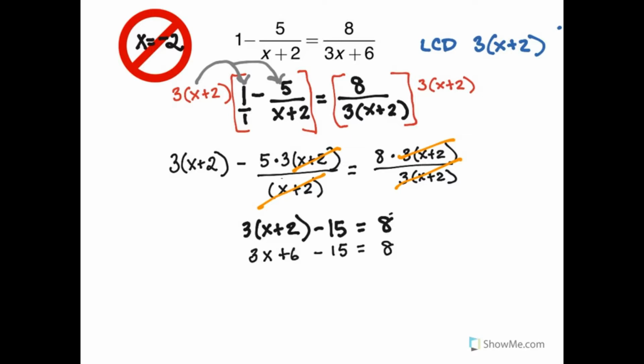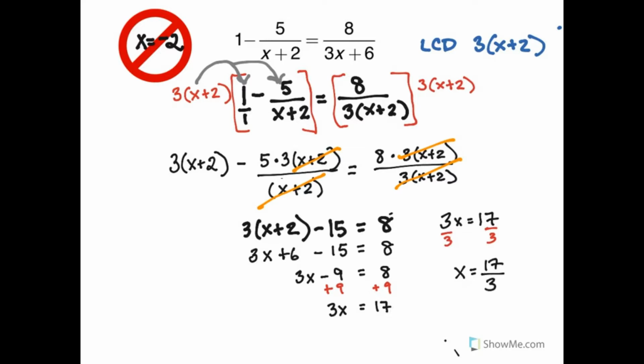Let's solve that. I'll distribute the 3 and get 3x plus 6 minus 15 equal 8. That simplifies to 3x minus 9 equal 8. And if I add 9 to each side, I get 3x equals 17. So if 3x equals 17 and I divide both sides by 3, x equals 17 over 3. Now 17 over 3 is not the forbidden value of x equals -2, so it's a good solution. We solved the problem.